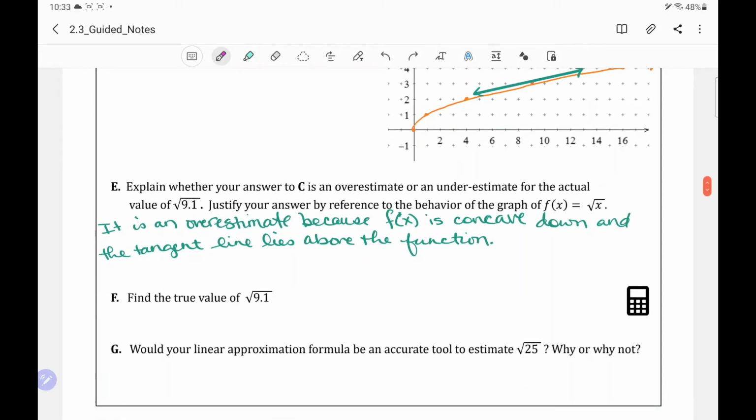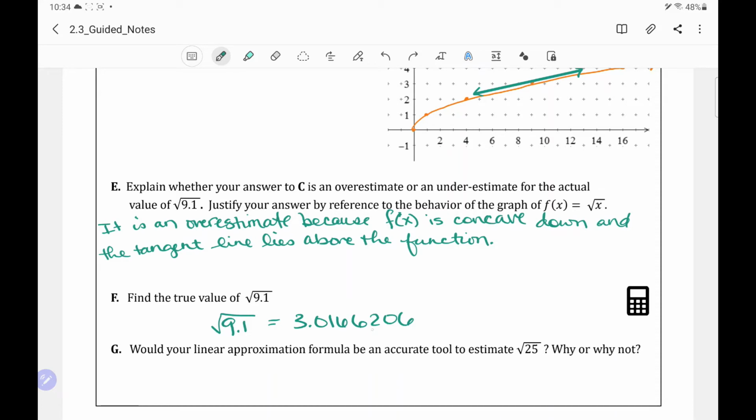F says find the true value of square root of 9.1. Put it in your calculator and see what it says. Do it. You can do it. 3, 2, 1. Is there a reason that I went so many decimal places? Sorry, I dropped my pen. There is not a reason. I just went farther out.